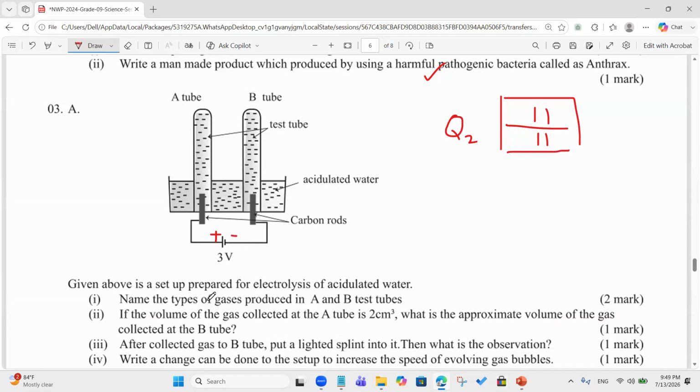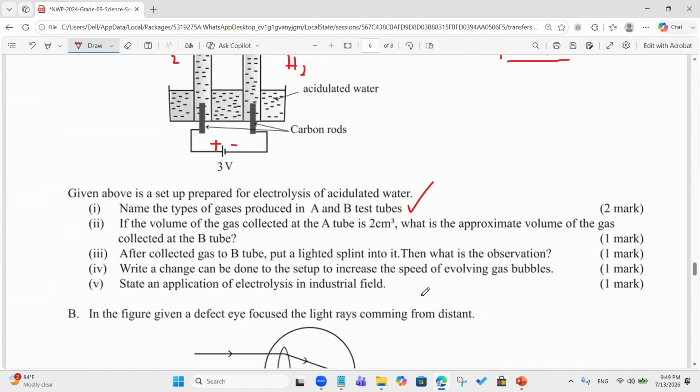So what are the types of gases? On the positive side, oxygen, and on the negative side, hydrogen. Yes, correct, right? On the positive side, it's oxygen. So oxygen gas is collected here. And on the negative side, it is hydrogen. Good. H2.